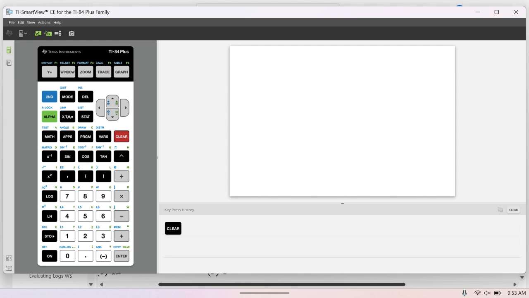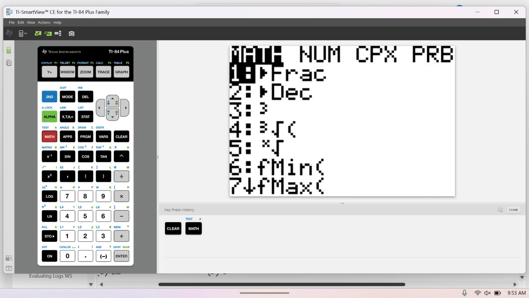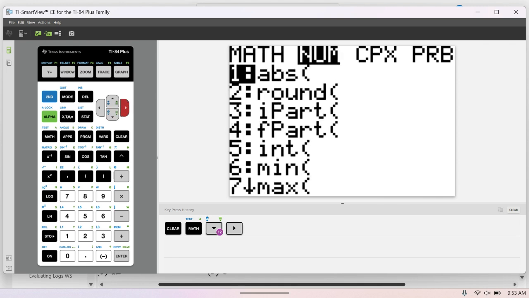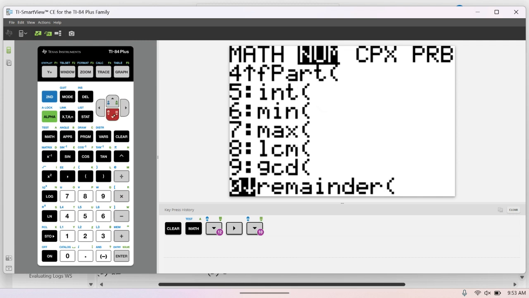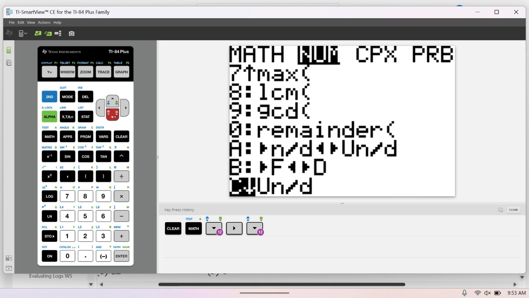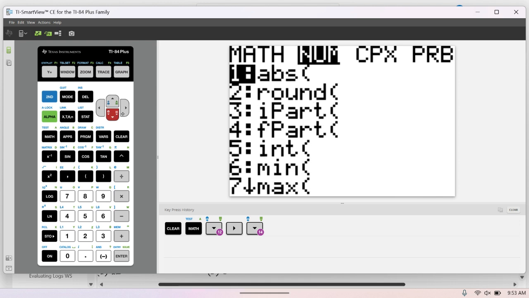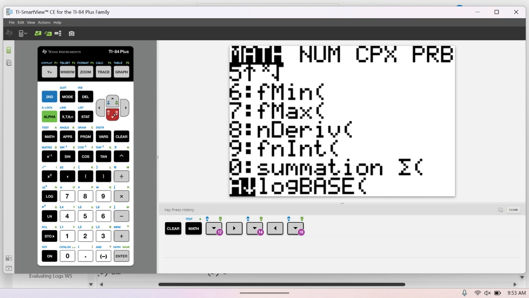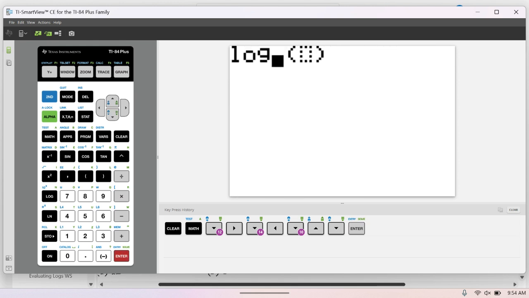So if you want to put a log in to evaluate it, what you need to do is hit math, then scroll down, or no, it's under number. Go to... I've done this before. Where is it? There it is. Okay. So you hit math and then you scroll down until you see this. So log of some base. All right. If you click enter, it'll now let you input the base number.